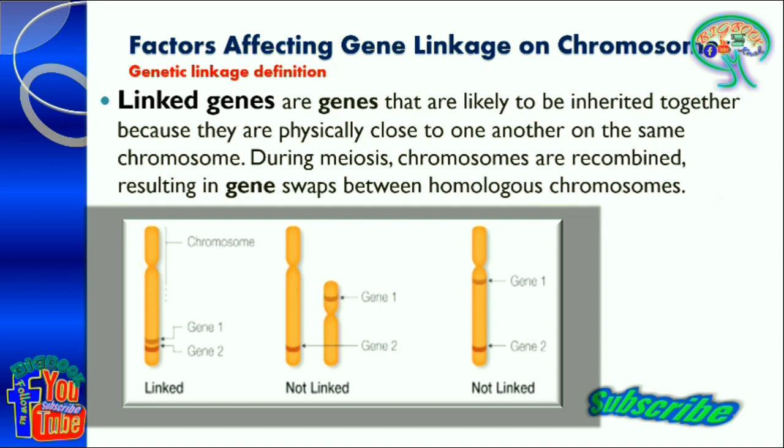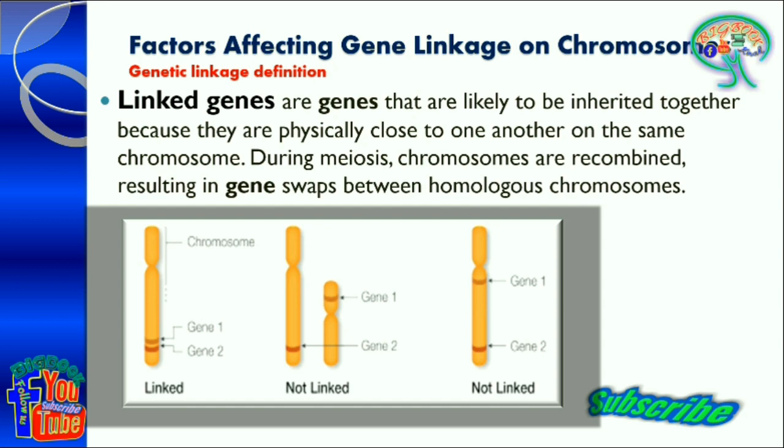So here, linked genes are the genes that are likely to be inherited together because they are physically close to one another on the same chromosome. For example, chromosomes have a group of genes of their own. A chromosome can have one or two or more genes, as per the DNA amount present within it.